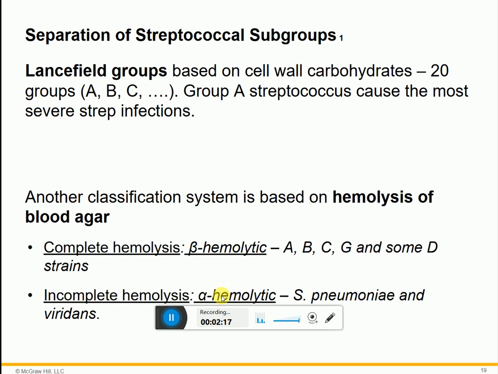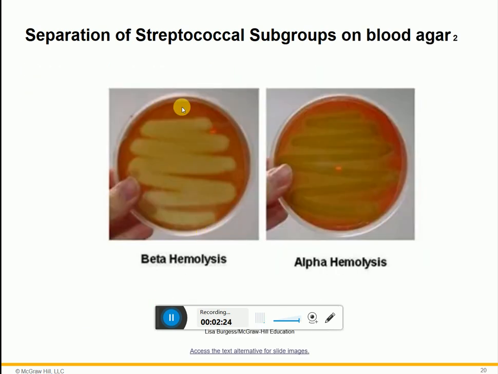So I'd like to show you an image so that you can understand the difference between this complete hemolysis and incomplete hemolysis. This right here is beta hemolysis or complete hemolysis, where again, the strep was spread on blood agar, and you can see that the blood was completely, those red blood cells were completely destroyed, and you have more of a clear or yellow streak here, while in the incomplete or the alpha hemolysis, it is more of a greenish streak.